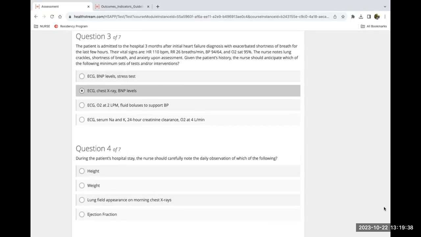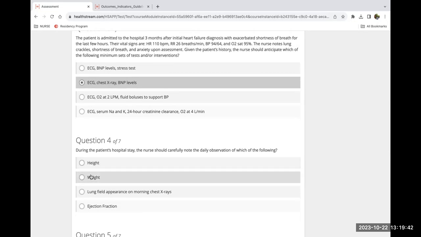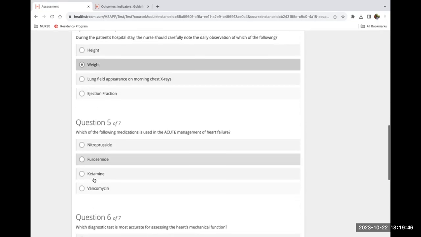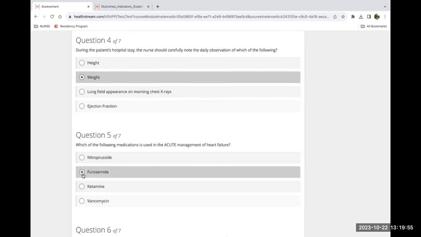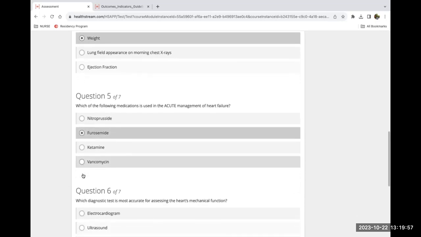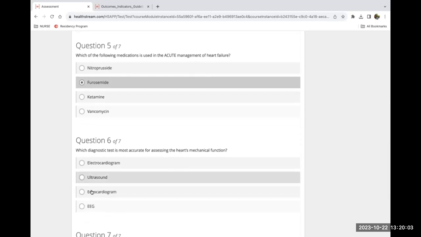During the patient's hospital stay, the nurse should carefully note the daily observation of which of the following. Okay, next. Which of the following medications is used in acute management? Acute furosemide, Lasix, nitroprusside. Is it nitroprusside? Acute management.